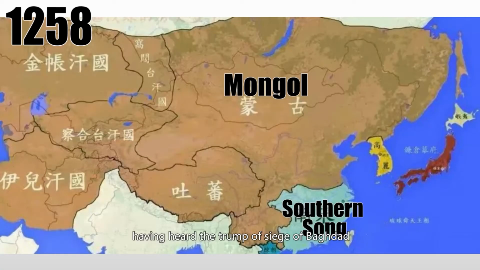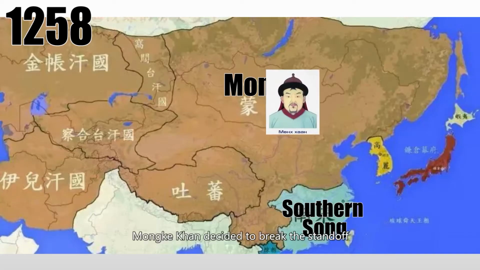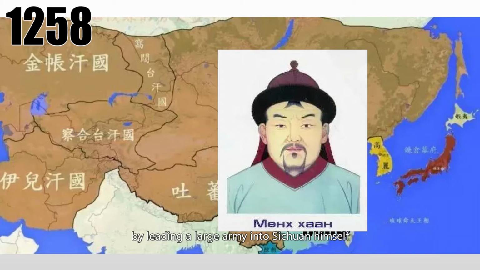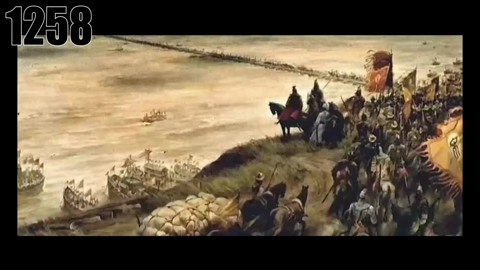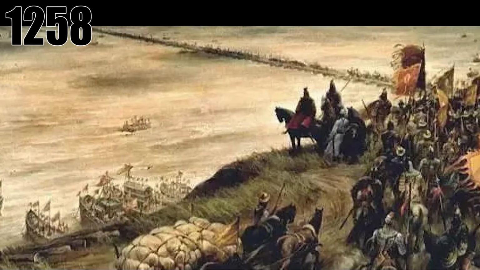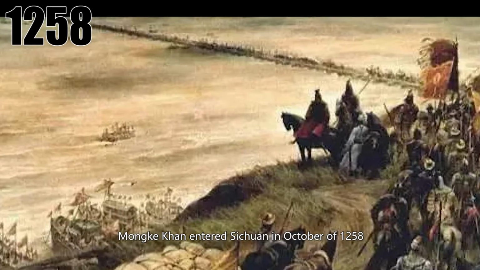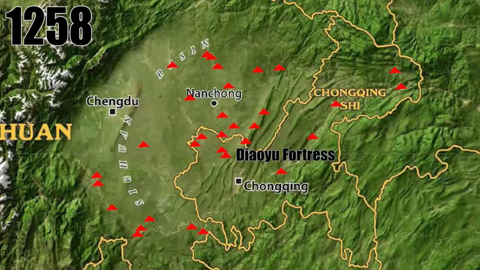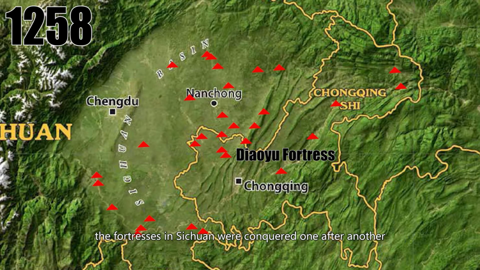Having heard of the trauma of the Siege of Baghdad, Mongke Khan decided to break the standoff by leading a large army into Sichuan himself. Mongke Khan entered Sichuan in October of 1258. In the ensuing 3 months, the fortresses in Sichuan were conquered one after another.